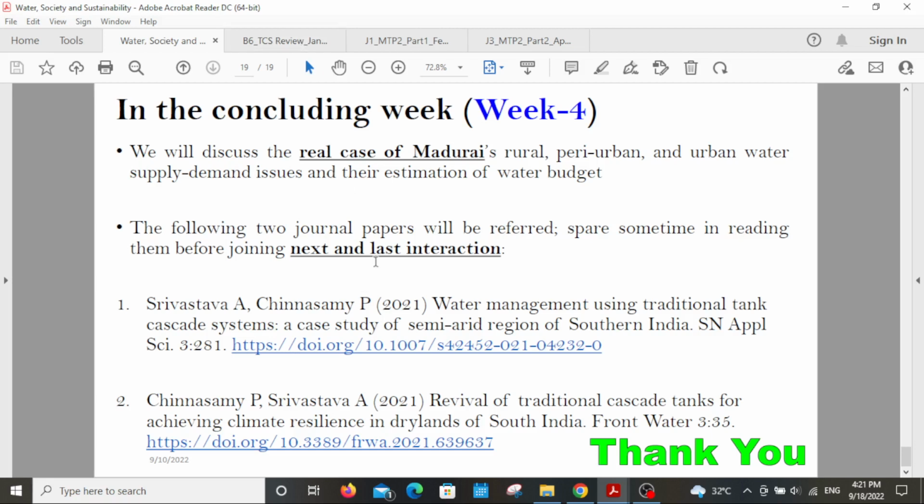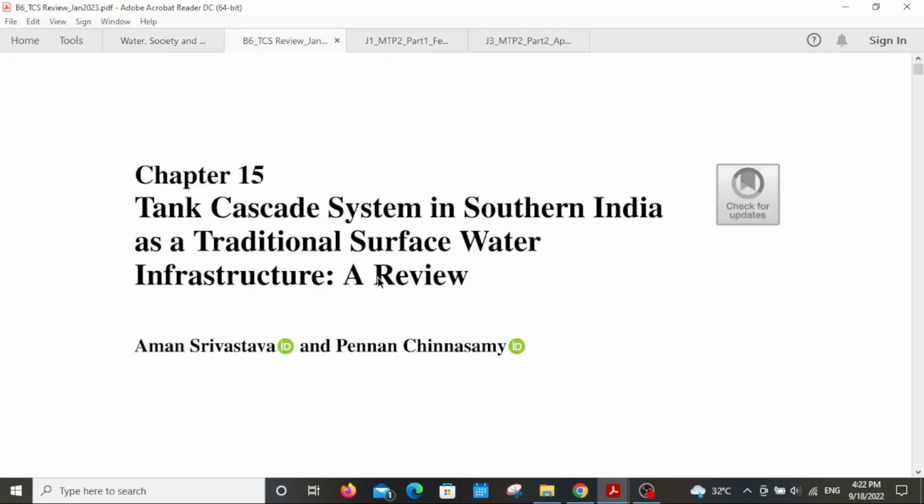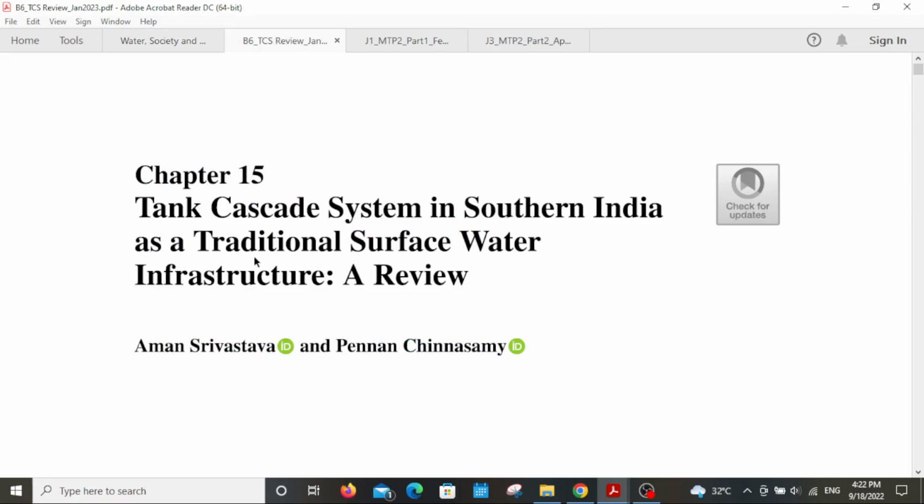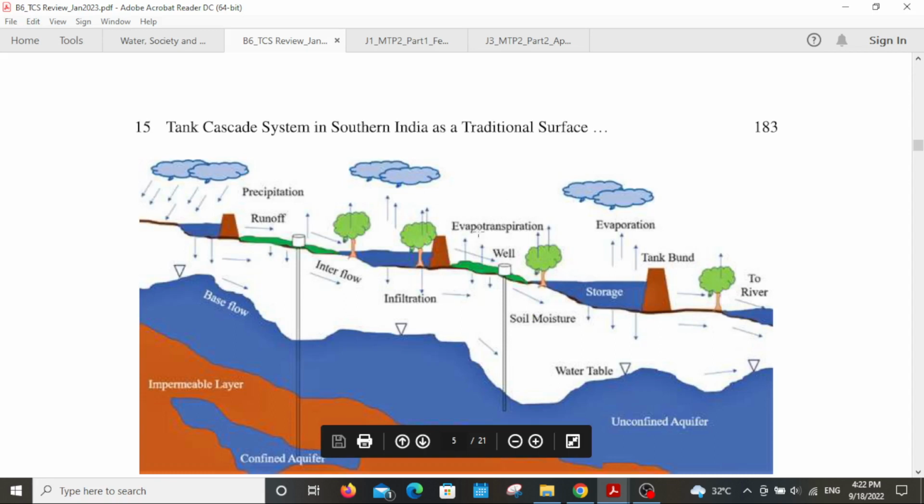However, before we go into the details of these two papers, one thing that must be catching the attention of all the listeners is: what is a tank cascade system, or what are cascading tanks? To understand this, here is a recently published chapter, "Tank cascade system in southern India as a traditional surface water infrastructure: a review." I recommend that you refer to this chapter for further details regarding what a tank cascade system is and how it functions.